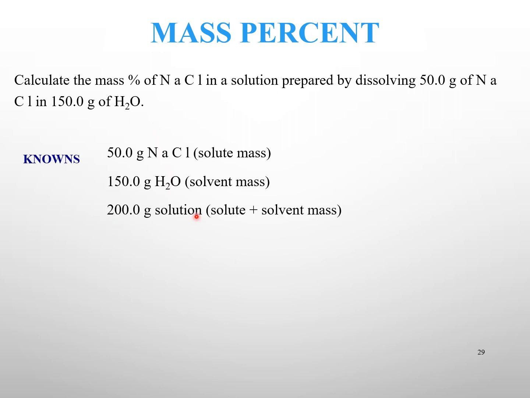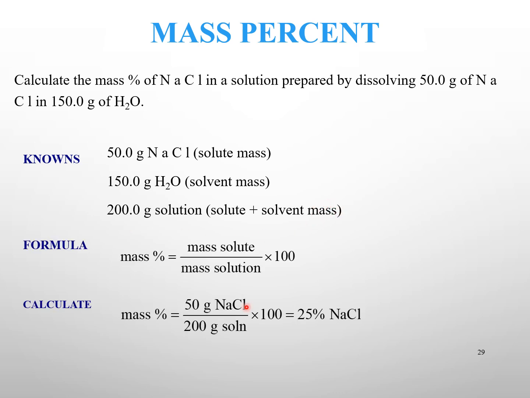Okay? So I know what I have now, and I need to take the solute divided by the solution times 100 to give me the mass percent. So that would be 50 grams of NaCl divided by 200 grams of solution times 100, which means it's 25% by mass percent of NaCl. When you say 25% NaCl by mass, that means every time you have 100 grams of solution, you will have 25 grams of NaCl.